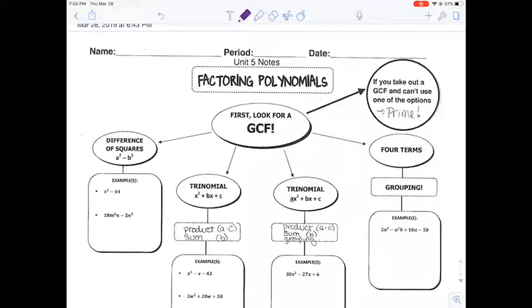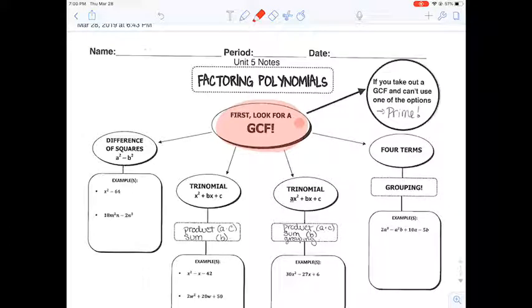All right, back to our polynomials. So we're going to start talking about factoring, and the very first type of factoring we're going to do is greatest common factor. When you begin factoring, no matter what kind of polynomial you're given, you're always going to try and do the greatest common factor first.